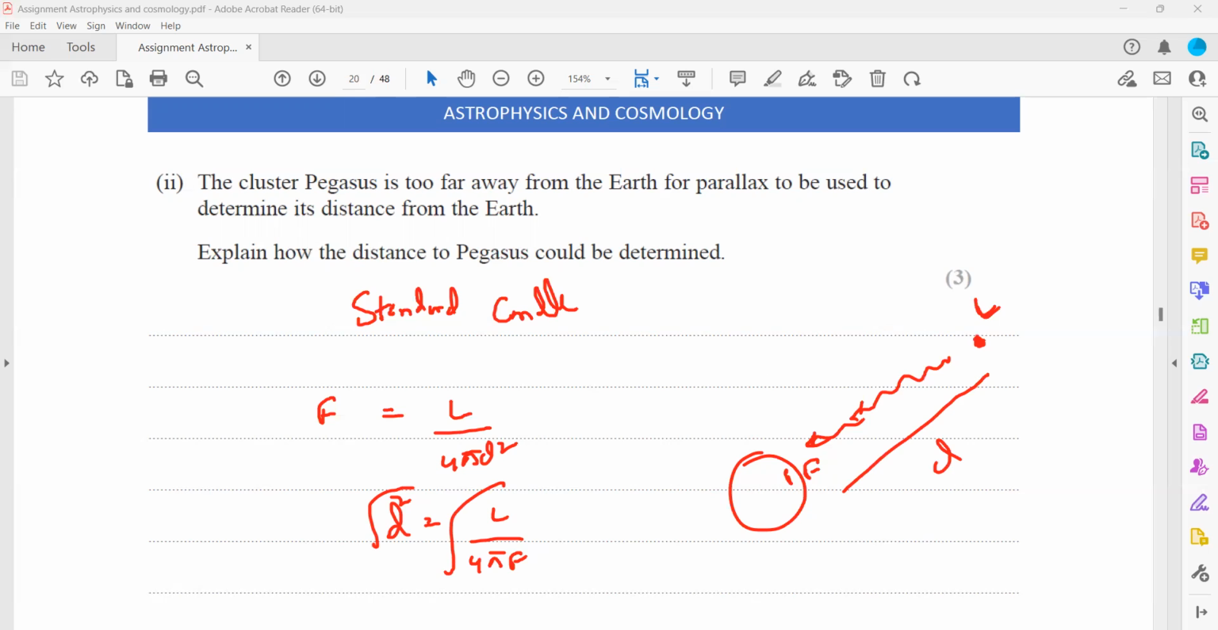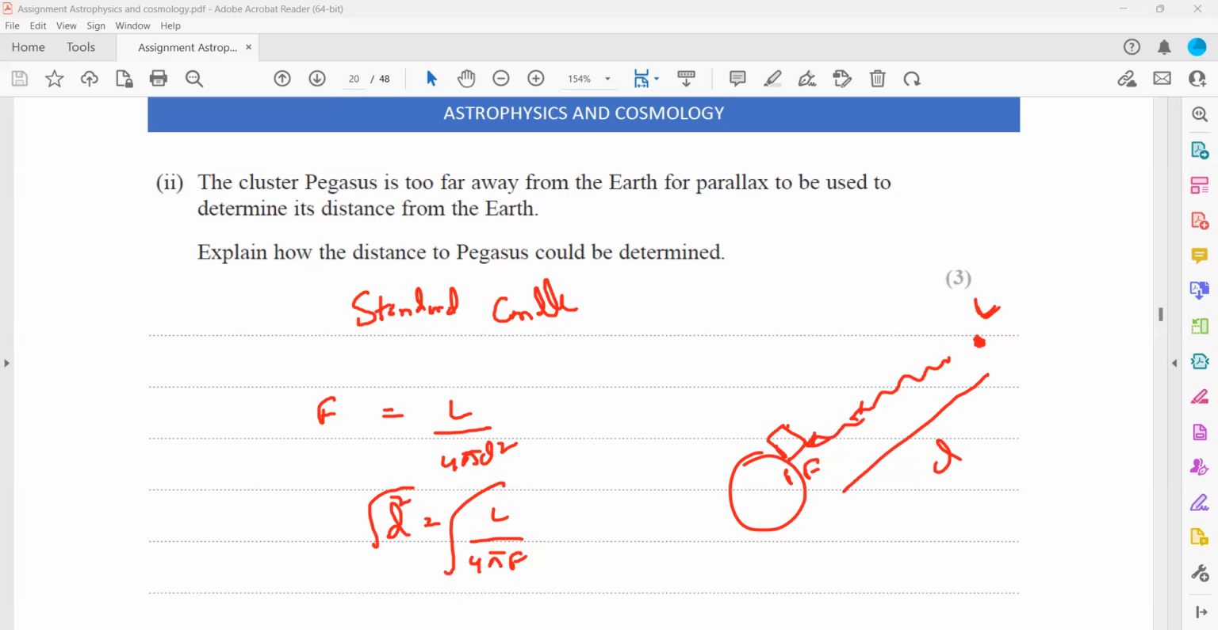So we use a standard candle. A standard candle means the object which is emitting the light has a known luminosity. We know its luminosity, or the power, and we measure the flux. Flux means how much light enters a unit area. So we measure the flux and we use the inverse square law. If the distance is doubled, the flux will decrease by 4. If the distance is 3 times, the flux will decrease by 9. So using that, we work out its distance using this formula.